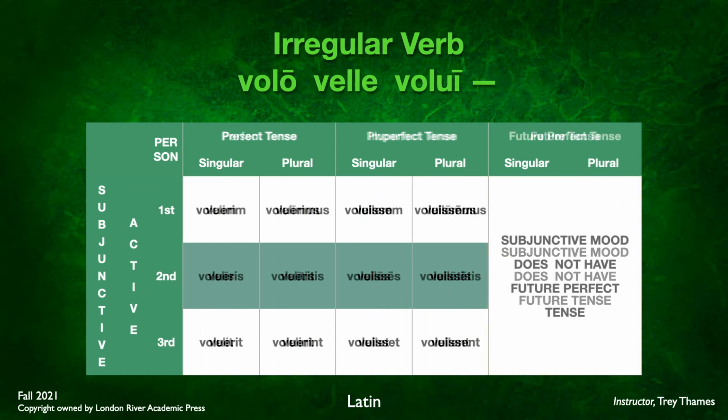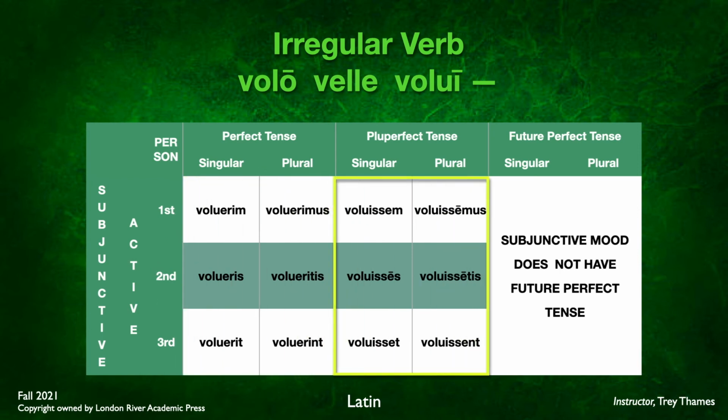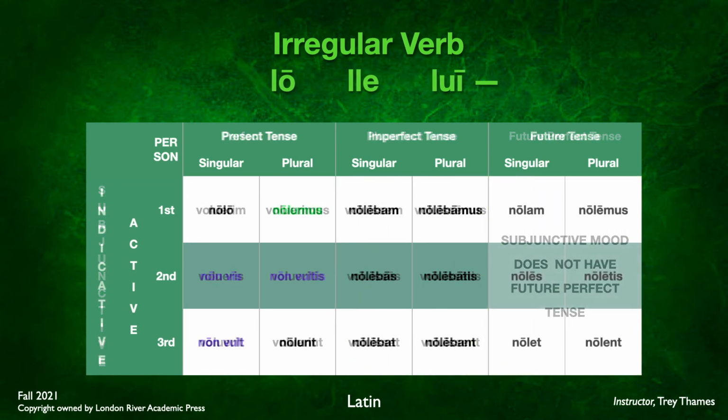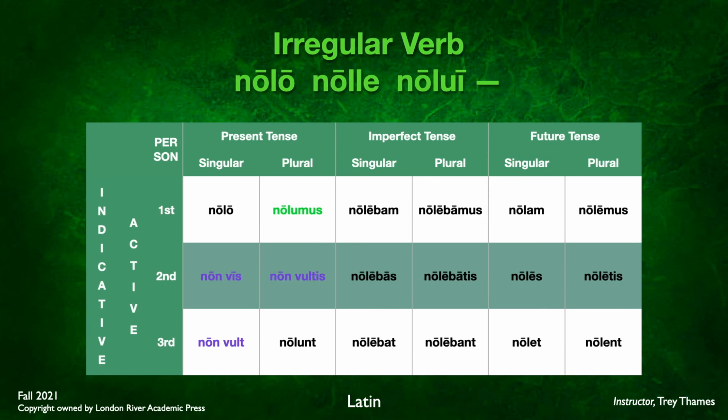And of course, the perfect form, it's volu, the third principal part, minus the ending. So volu plus your erim, eris, erit, etc. And for the pluperfect, again, the third principal part stem, volu, plus issem, isses, isset, issemus, issetis, issent. No future perfect. So that's how you conjugate volo.